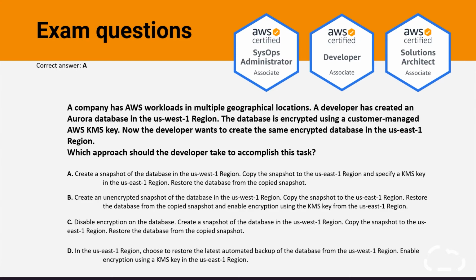On B we are going to create an unencrypted snapshot, which is wrong from the start, because we are not able to make an encrypted snapshot from an already encrypted database. C is wrong also, because you cannot stop the encryption. And D is not an option, because it uses one key to encrypt both regions, and as you already know, we cannot do this. So option A, to use the multi-region KMS key and restore the snapshot in the destination region, is the right answer.